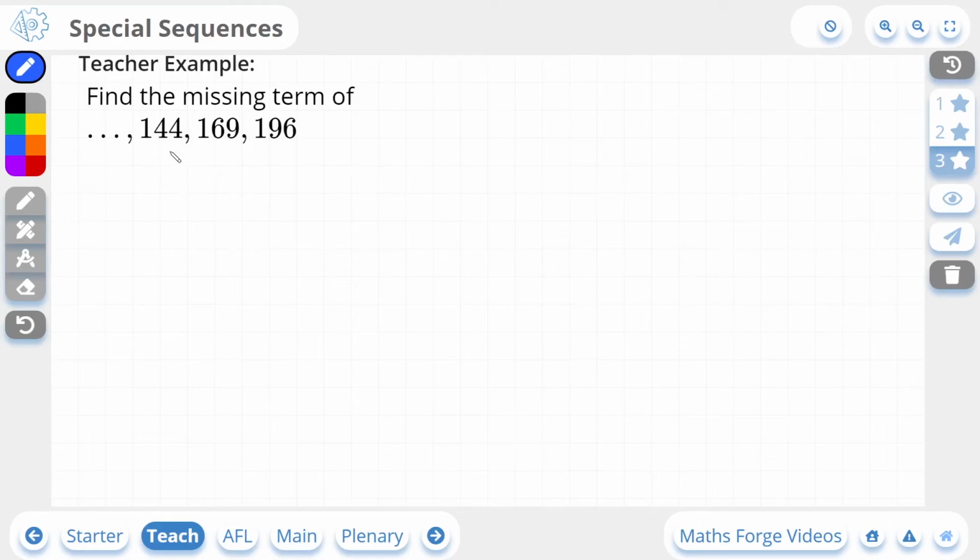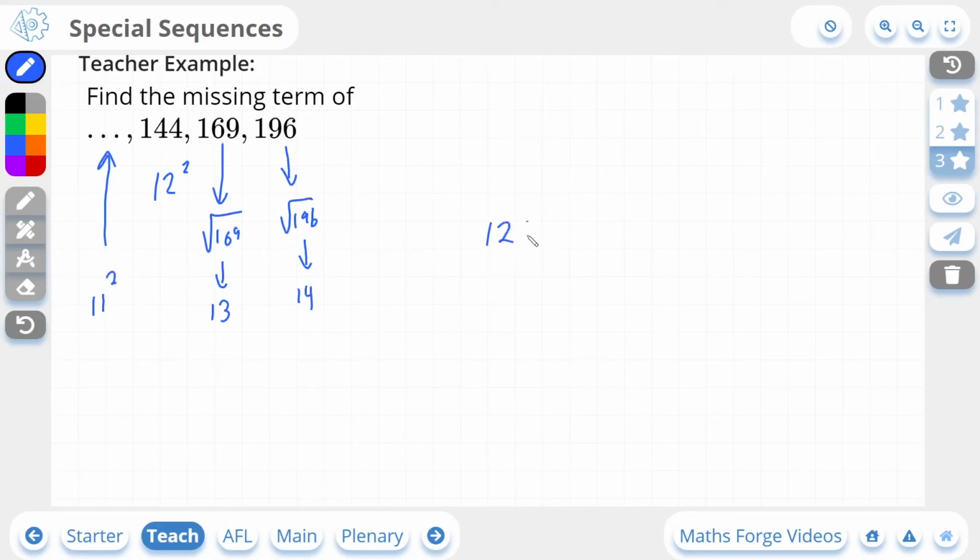I can see straight away here that 144 is a square number. This is 12 squared. Now we can see if 169 is also a square number. We can take it, square root it, and if we get a whole number, we are dealing with square numbers. This indeed does give us 13, and we'll try this with 196 as well. This gives us 14, so we are definitely dealing with the square numbers. The number before 12 is 11, and if we square this, we should get the previous number in the sequence, which is going to be 121. And if we check our answer, there it is.